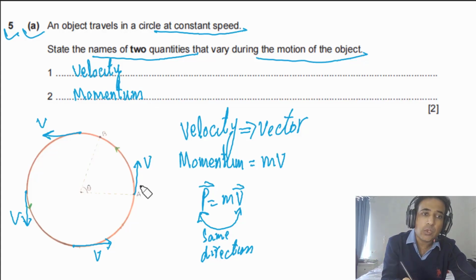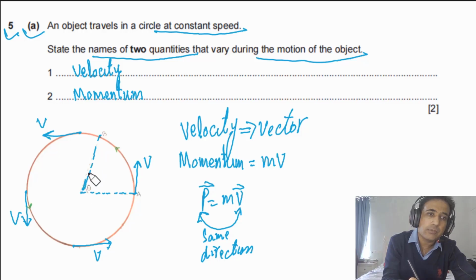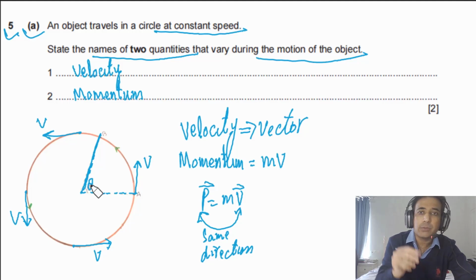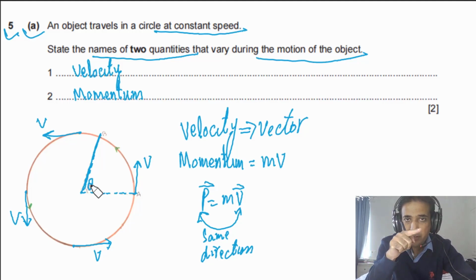We can also talk about angular displacement. So here we have angular displacement. Angular displacement of this object also keeps on changing because its magnitude keeps on changing. So you can also say angular displacement.